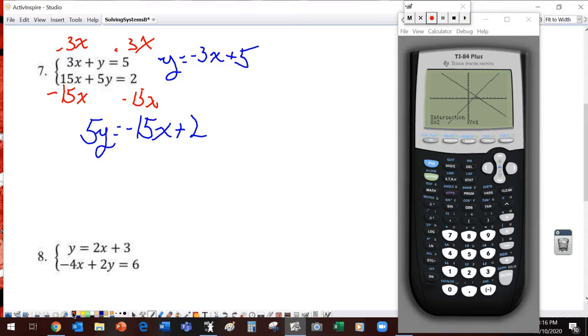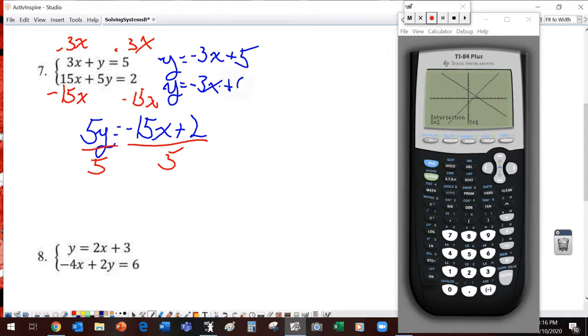Now we're going to go ahead and divide both sides by 5, and just remember to divide everything by 5. So the left side's easy. The 5's cancel. Got y all by itself. And on the right side, -15x divided by 5 is -3x. And then 2 divided by 5, well, that's 2/5 or 0.4.